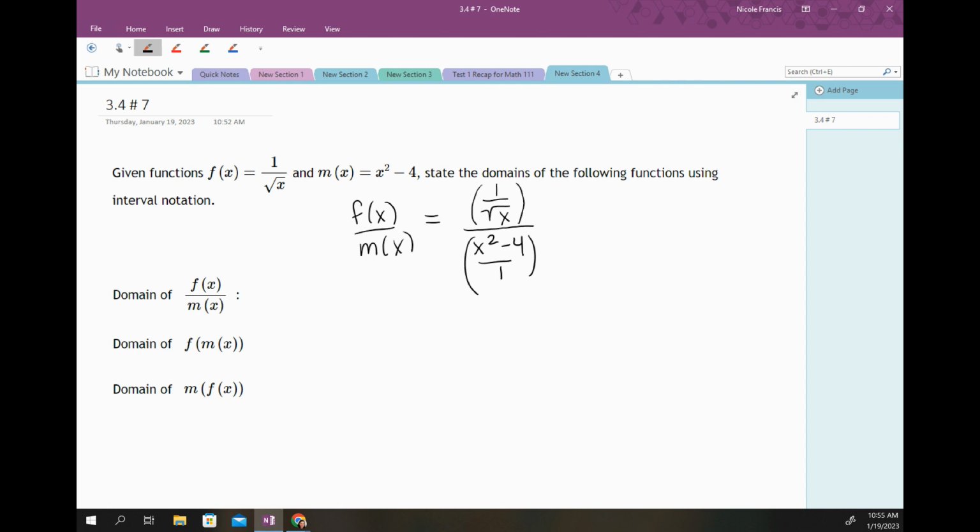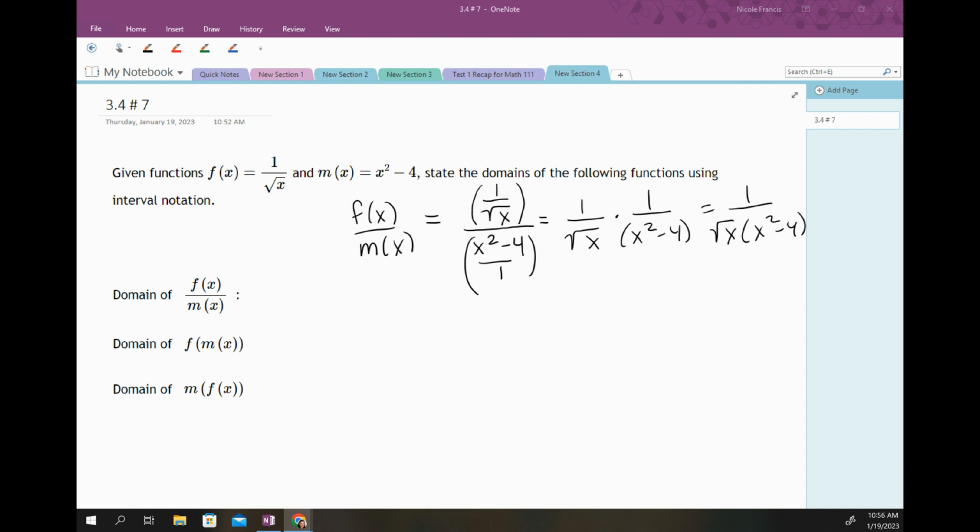Remember, when you're dividing by a fraction, it's the same as multiplying by the reciprocal. So we can change this to 1 over the square root of x times 1 over x squared minus 4. That gives us 1 over root x times the quantity x squared minus 4. The key thing is we need to make sure we don't have anything in the denominator that is equal to 0, and we don't have anything under the square root that is negative. So there's quite a few things to keep track of here.